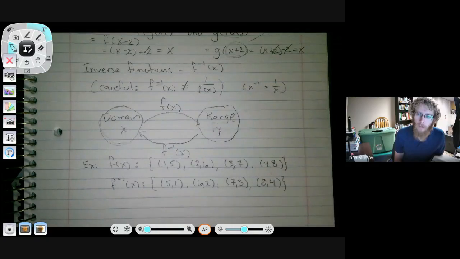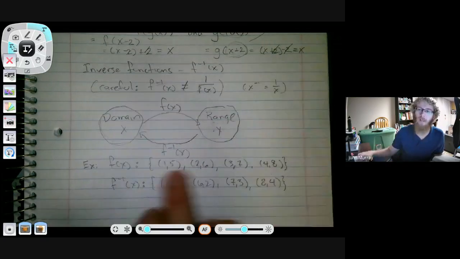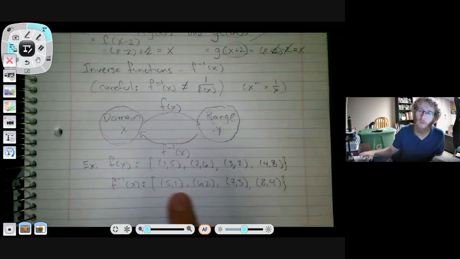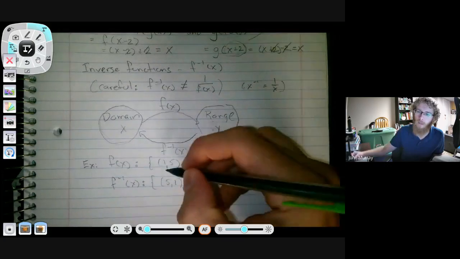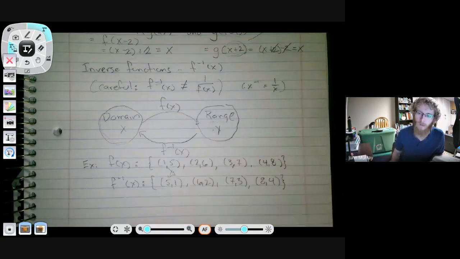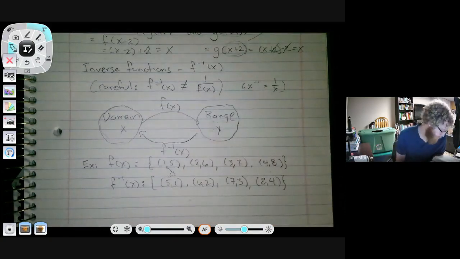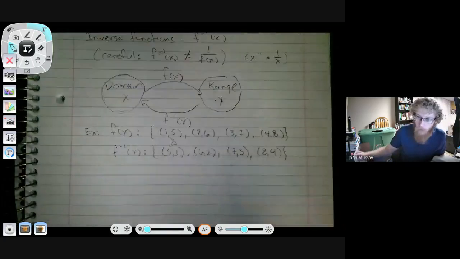So you don't necessarily need a function to find the inverse. If you're given a set of its domain and range of its coordinate points, you can flip the x's and y's to find the inverse. Now that's not super mathematical, right? You're just switching numbers around. So let me give you the definition.